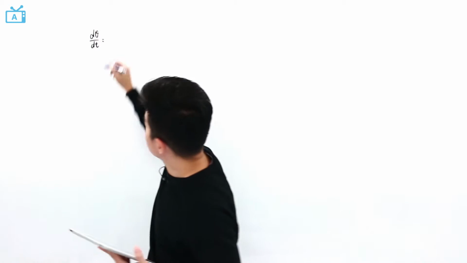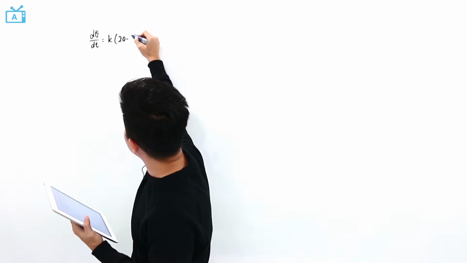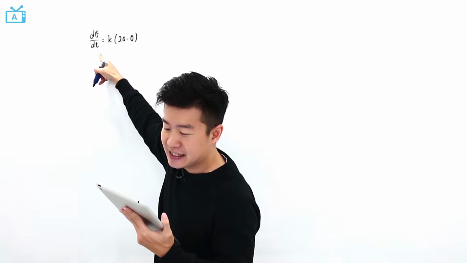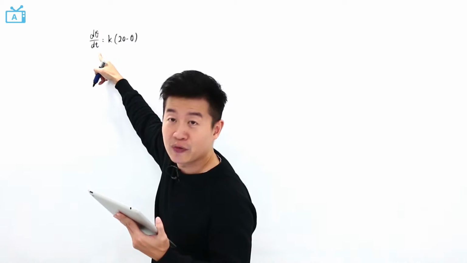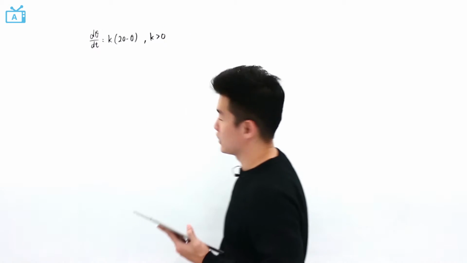The question says that the rate of increase of its temperature, that means d theta dt, is proportional to the temperature difference. That means it is going to be k of the temperature difference, which is 20 minus theta. And since the question says that d theta dt is a rate of increase, that means k over here, I'm going to let it be a value that is positive.